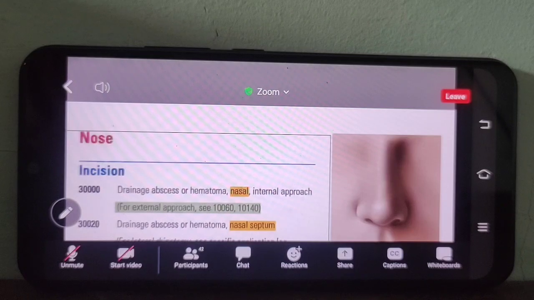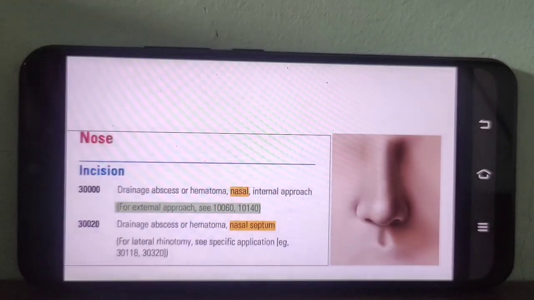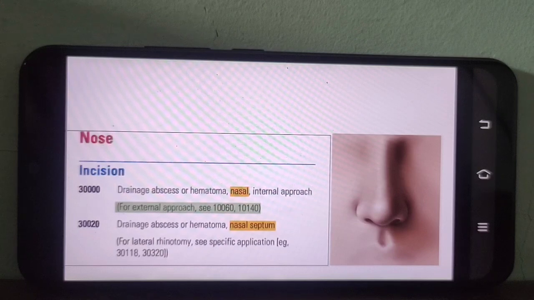So here in this 30000, the anatomical site is nasal, the procedure is drainage. Drain the abscess or hematoma from the anatomical site through an internal approach. Internal approach means the surgeon makes a cut on the inside of our nose and drains the abscess or hematoma. That is internal.